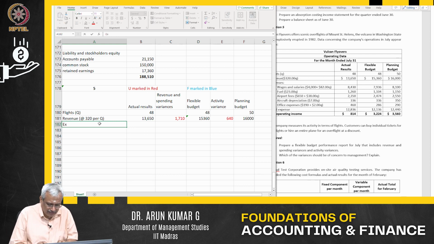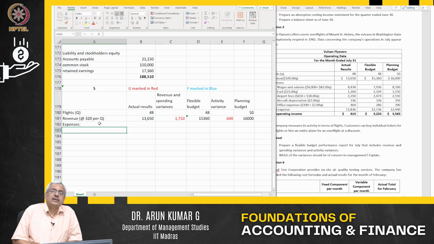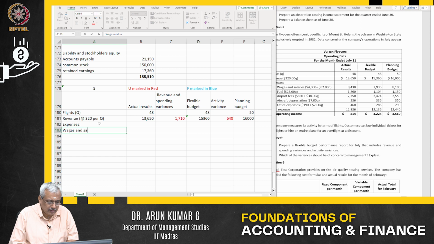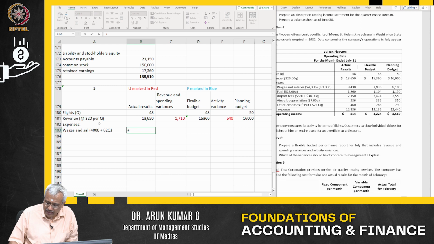Now let us look at expenses. It says wages and salaries. What is it? 4,000 fixed plus 82 Q is what they have. What is the actual result? 8,430. What is the flexible budget? Flexible budget should have been 4,000 plus 82 into 48.